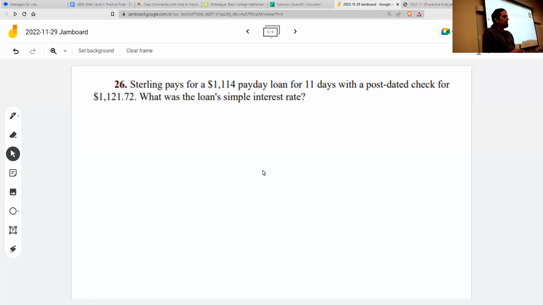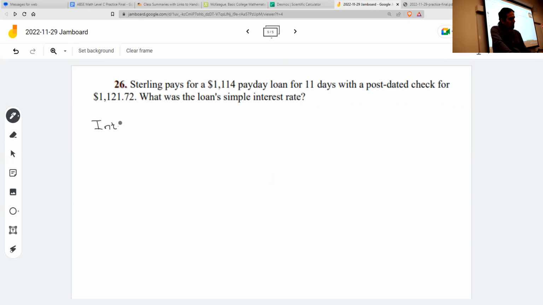A third problem. It's a similar kind of simple interest thing, but they're trying to trick you. The first part you did great. The actual amount of the loan is $1,114. So everything else beyond that must be the interest.